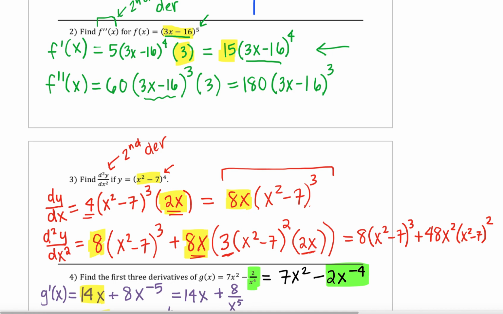So as we start to take more derivatives, sometimes we introduce new rules along the way. In example 3 here, the first derivative was just a chain rule. And then the second derivative required a product rule and a chain rule. And if we were to keep going, we're still going to have that product rule to deal with because of that 48x squared times that other function. So here's a couple examples just looking at different derivatives.